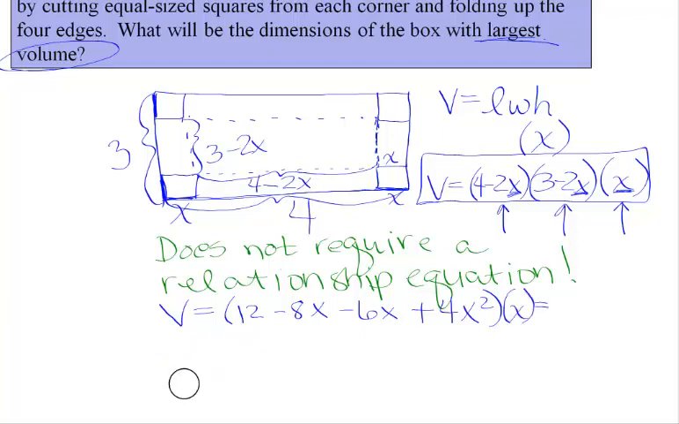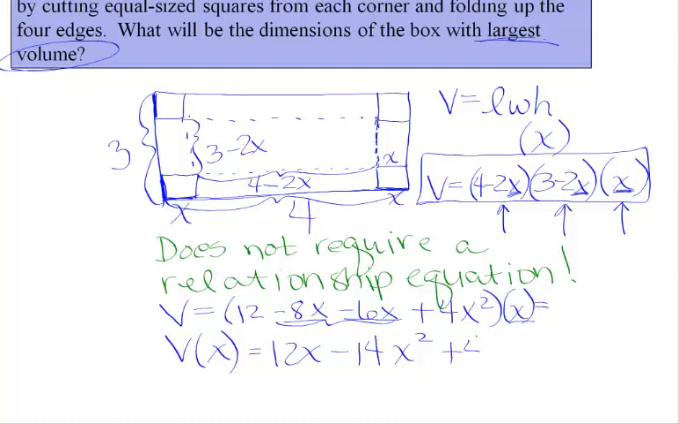So, give myself a little more room here. V of x is going to look like 12x. I'm distributing that x, plus I'm going to combine like terms, minus 14x squared. Negative 8x minus 6x is negative 14x's, times x is minus 14x squared, plus 4x cubed. There is my optimization equation.